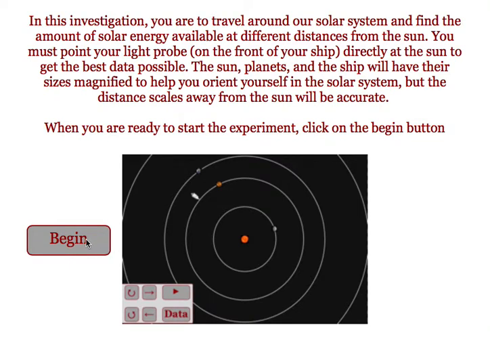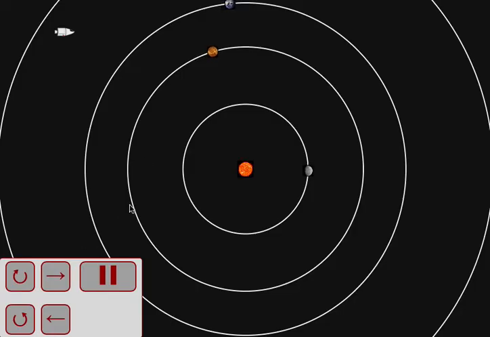This lab is designed to show students the power of the inverse squared relationship. Students can investigate the inverse squared relationship of the intensity of sunlight or the gravitational pull on the spaceship from the sun. So students will click on the Begin button. They will find their spaceship between the orbits of Earth and Mars.